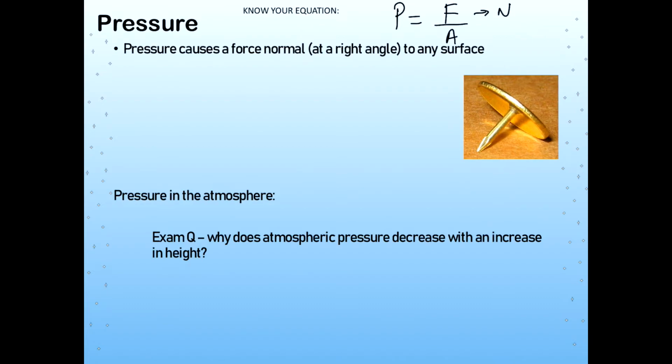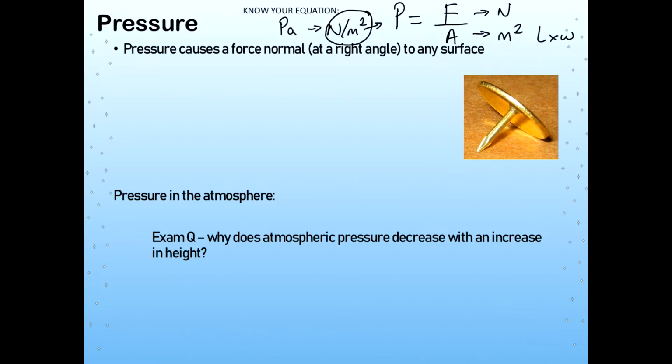Force again is in newtons. Area is measured in meters squared because it's the length times our width. And pressure as a result, its units in a way are newtons per meter squared, which is the same as the equation, but the unit that we use is pascals, which is representative of newtons per meter squared. Again, we must have the correct units here when we're doing a calculation using pressure.